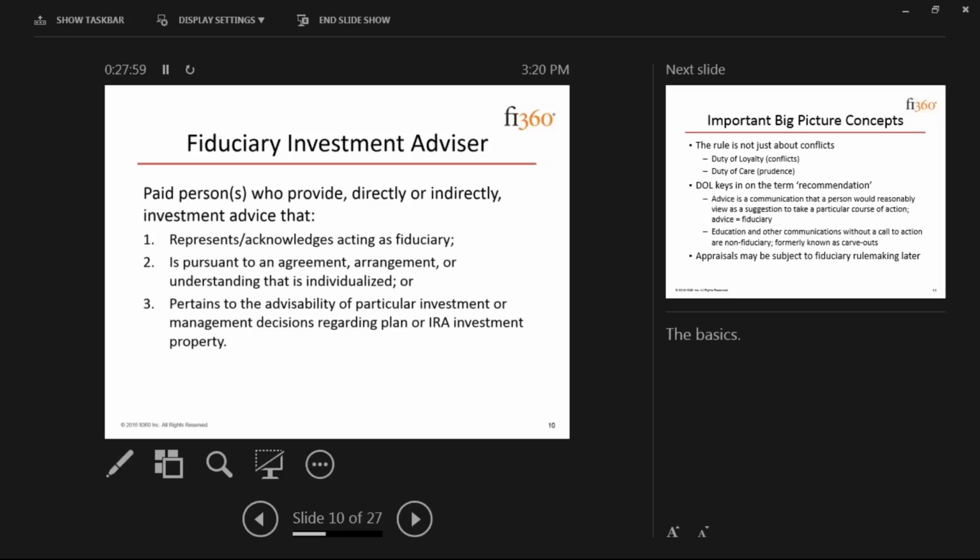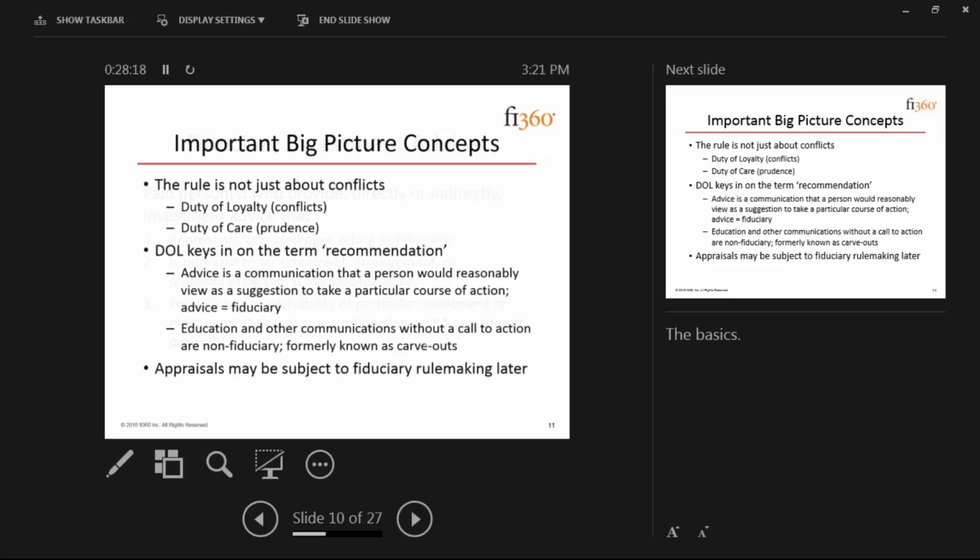And the advice is going to pertain to the advisability of investing in certain investments or with respect to management decisions regarding investments in a plan or some type of IRA investment property. So that's the fiduciary investment advisor definition per the new rule.